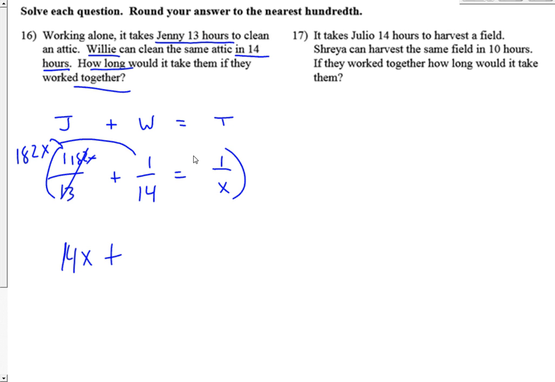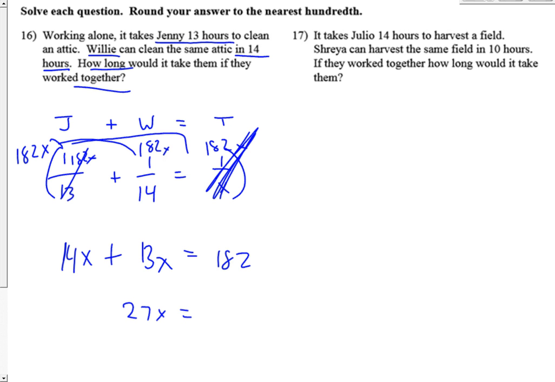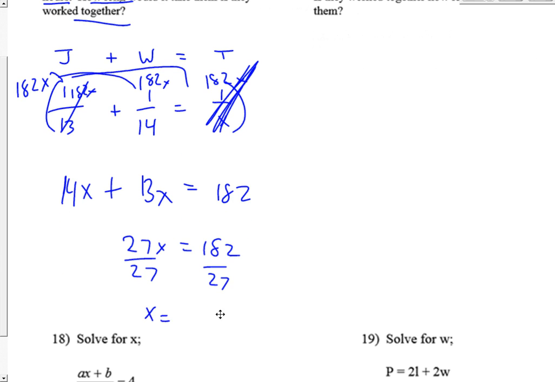When you distribute over to the second fraction, you have 182x. So you have 182 divided by 14, which is 13, and then the x goes with the 13. And 182x times the third fraction. Here the x's cancel, and you're left with 182. So now we just combine the like terms here. We get 27x equals 182. We divide by 27 to get x equals 6.74 hours.